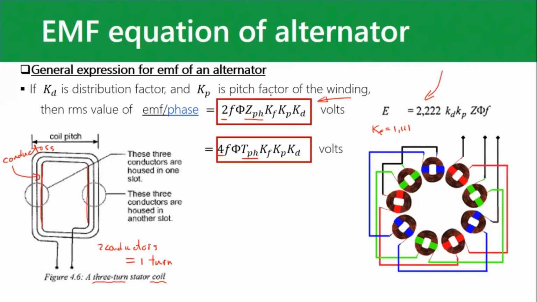I want you to keep this Kf in, because in N6 they might change that Kf, and then you're not used to it. But if you see that Kf is 1,111, this is from the formula sheet. They don't put it in here, they incorporate it. 2 times 1,111 is that. So I don't like that. I use this full general equation, okay?